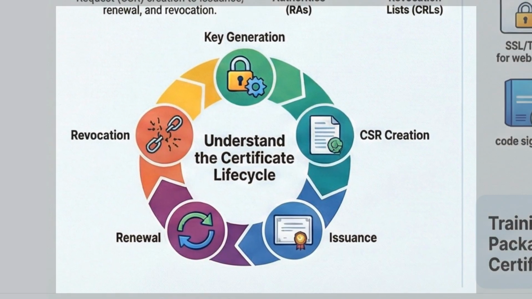A robust PKI relies on a hierarchy of components. At the top sits a highly protected root certificate authority, which signs one or more intermediate CAs. These intermediates issue certificates to end entities via registration authorities that validate identity information. Certificate revocation lists or similar mechanisms publish which certificates should no longer be trusted, allowing clients to detect and reject them.